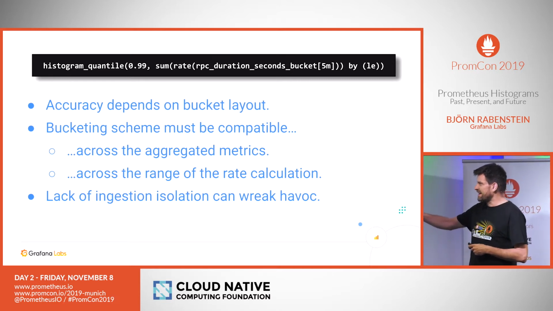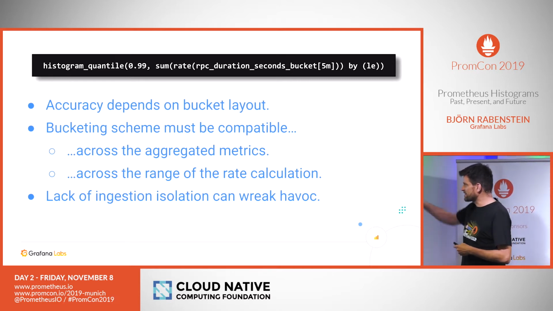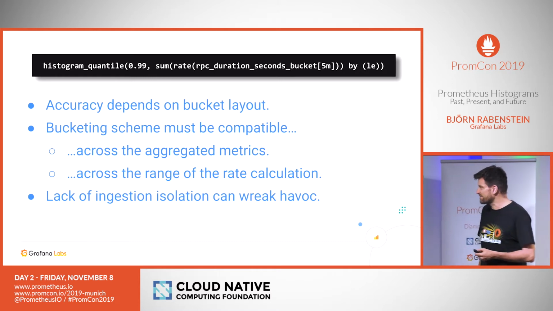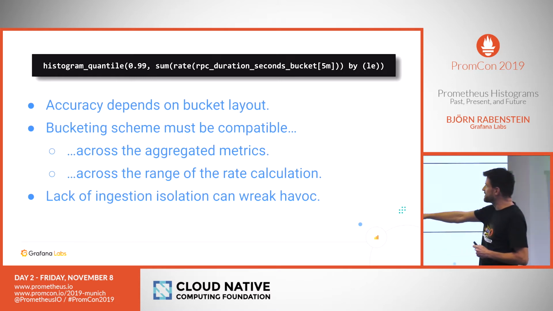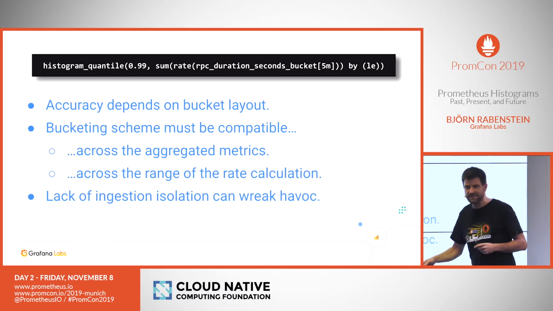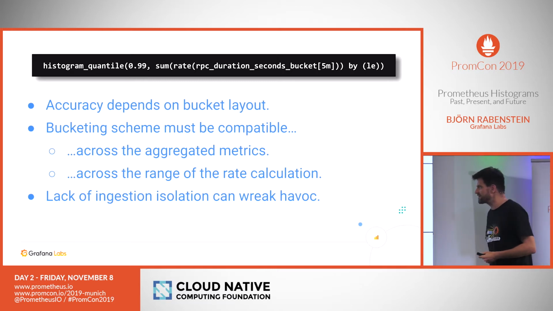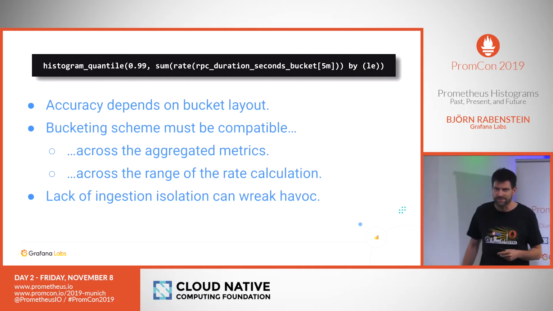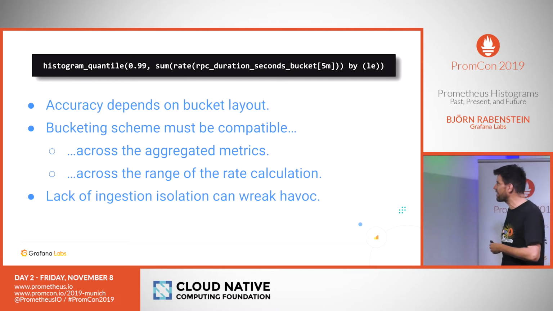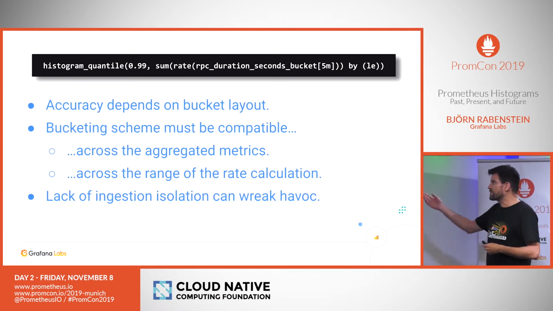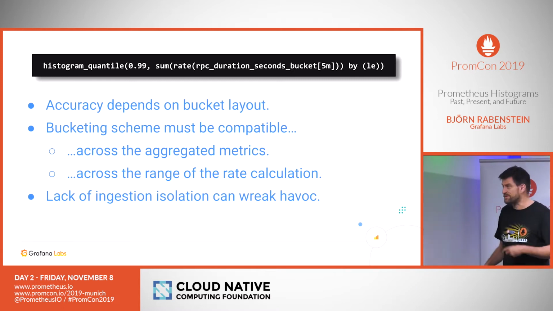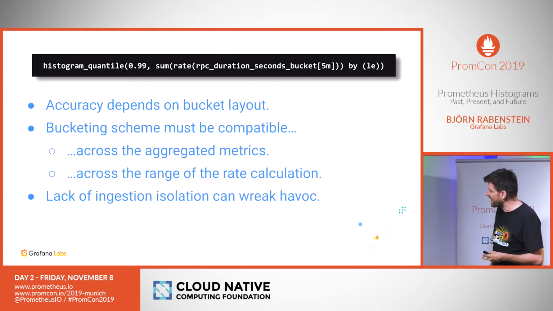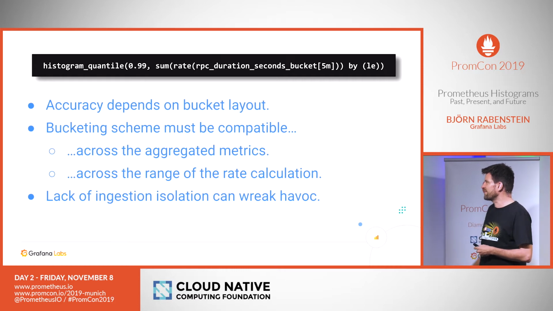The other thing is the asterisk, essentially: the bucketing scheme must be compatible across aggregated metrics. So these might be many metrics. Histograms do correct aggregation if the bucket layout is compatible. But also across the rate calculation, which is 5 minutes here, that's easy to keep the same bucket layout over 5 minutes. But this could be days in certain use cases, where you have to pay attention that you haven't changed your bucket layout in an incompatible fashion in that time frame.